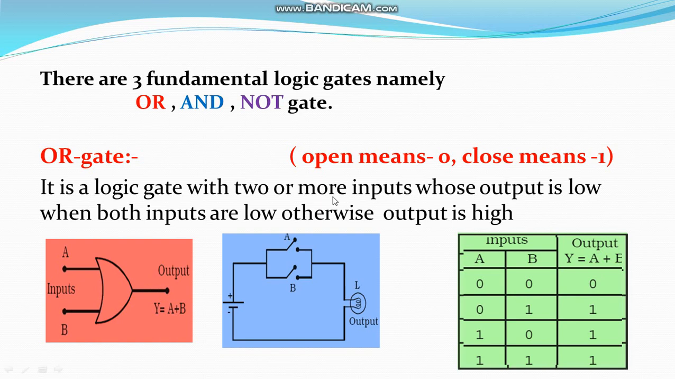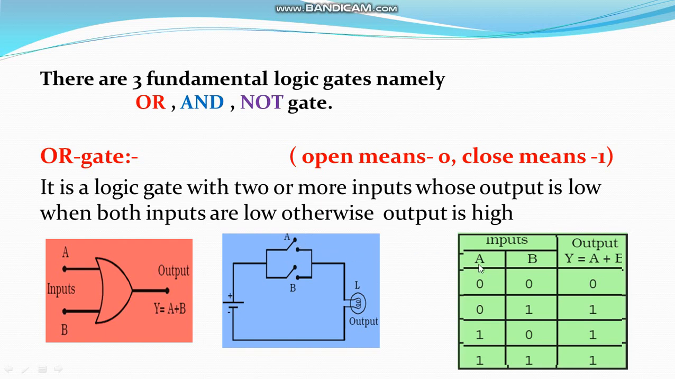So see, we will analyze this truth table through this electric circuit. This is a parallel combination of two switches. If switches A and B are open, it means 0. When closed, it means 1, or we can say high and low. High means 1, low means 0.